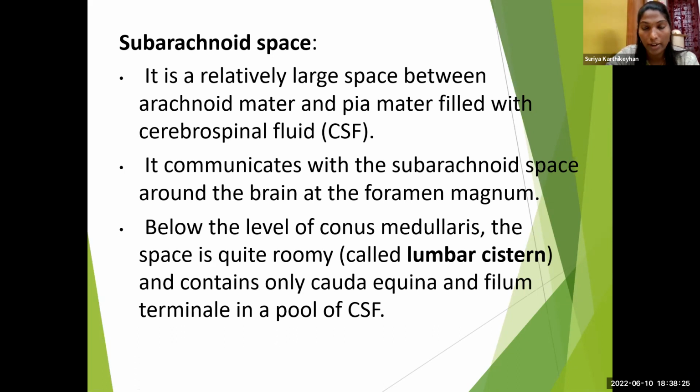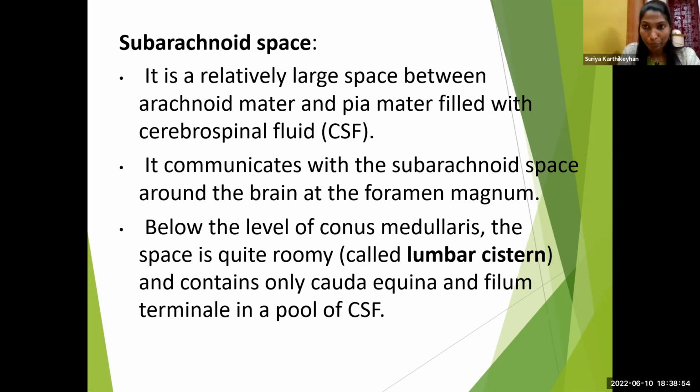What happens in the lower end? Actually, in the lower end, this subarachnoid space is more roomy. Roomy means it is such a large space. It is called a cistern. We have cisterns in the brain also, there called subarachnoid cisterns. Lower down, we have quite a large space for the CSF, that is called the lumbar cistern. Okay, so we have the lumbar cistern below the level of conus medullaris.